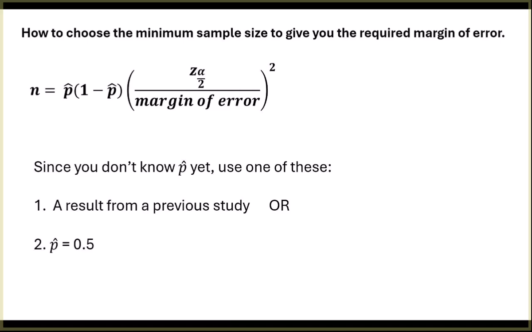Anybody see a problem with this? This looks great on paper. Okay, let's pretend we're starting off. I want to be within 3% on either side as my margin of error. How many people do I need?